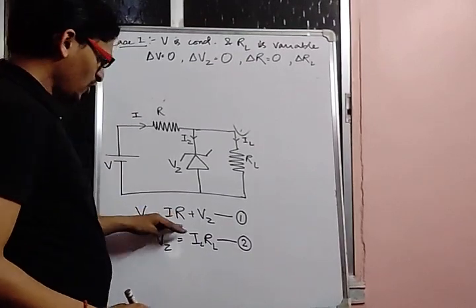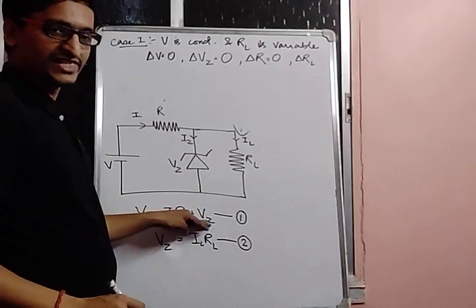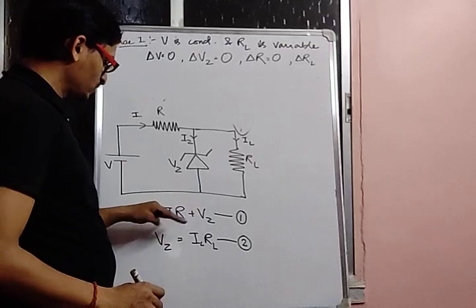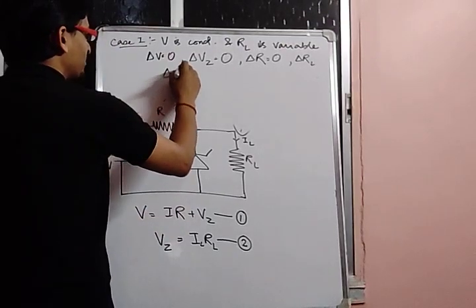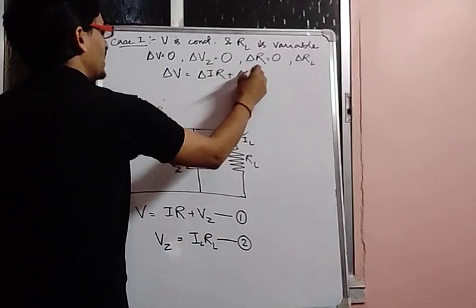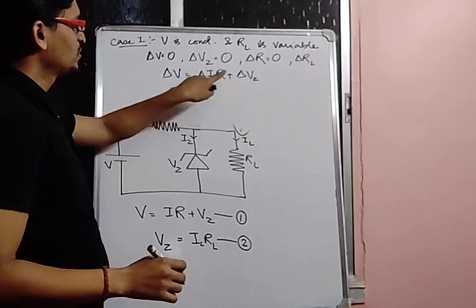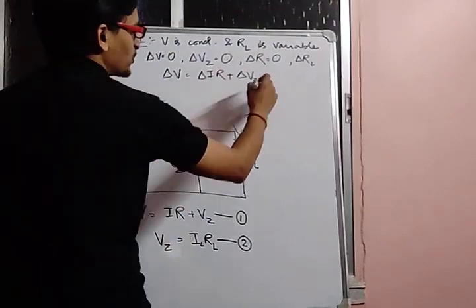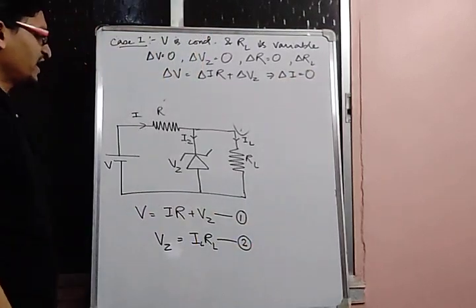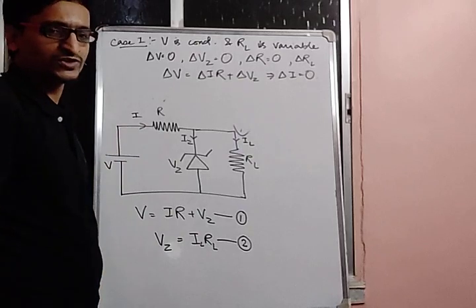Now if we look at equation number 1, V equals IR plus Vz, and take the changes in these values, I get delta V equals delta I times R plus delta Vz. This term is 0 and this term is 0, so delta I will also come out to be equal to 0. That means there is no change in the current supplied by the source.